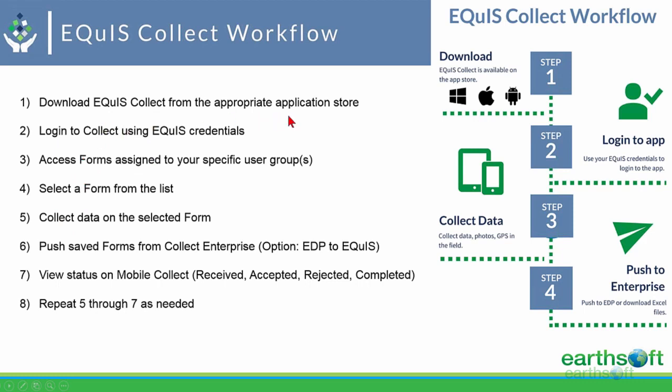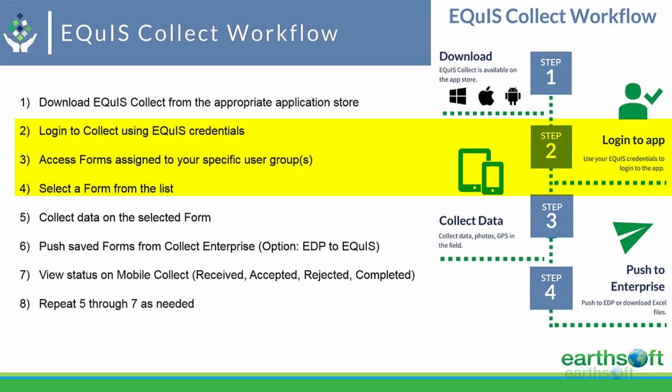So if we go over it quickly, you can quickly and easily download the application from any of the app stores or Microsoft Store. You'll log in using the EQuIS credentials. Any forms that are assigned to a specific user group will be available as long as whoever logs in is a part of that user group. They can select a form from the list. They will have two lists to select from, forms and templates. If they select from the template, it will open up a form ready to go.